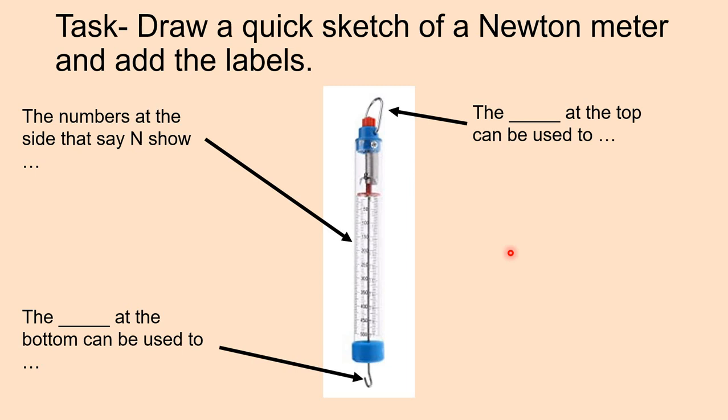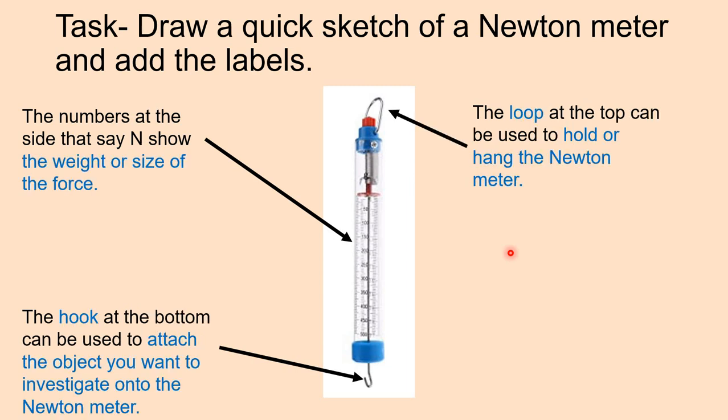Task. Draw a quick sketch of a Newton meter and add in the labels. So pause the video, draw a very quick Newton meter, it doesn't need to be fancy, and add these 3 labels, filling in the blanks. Here are what you could have had for your blanks.